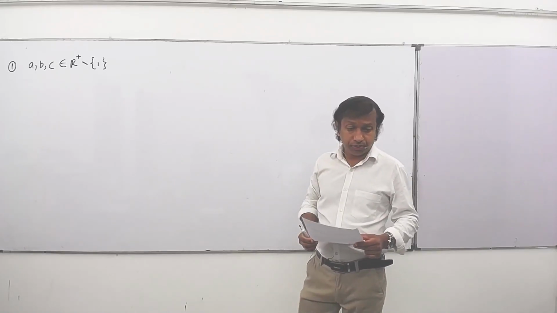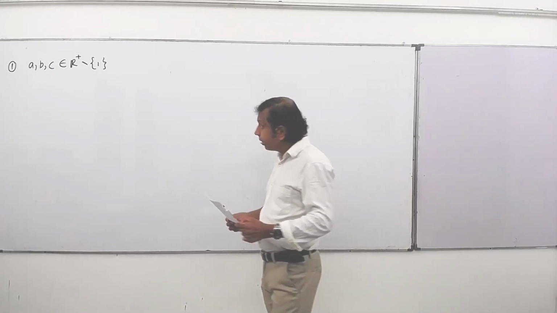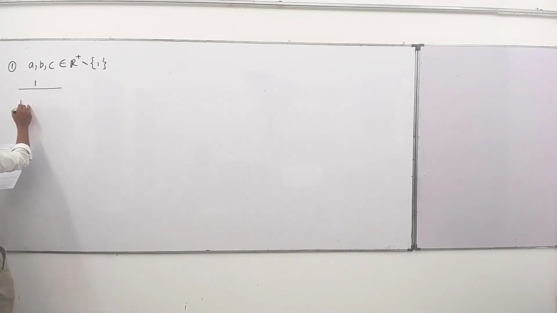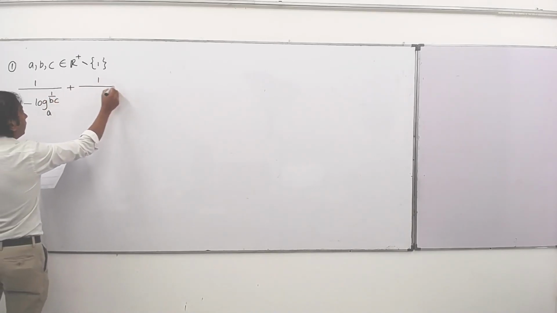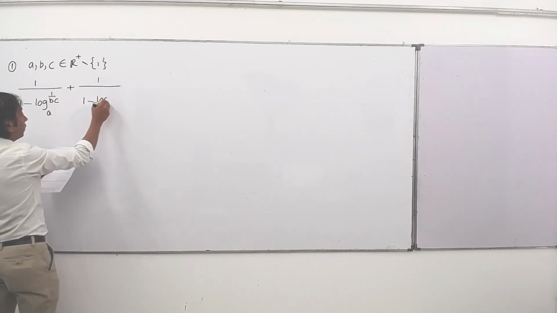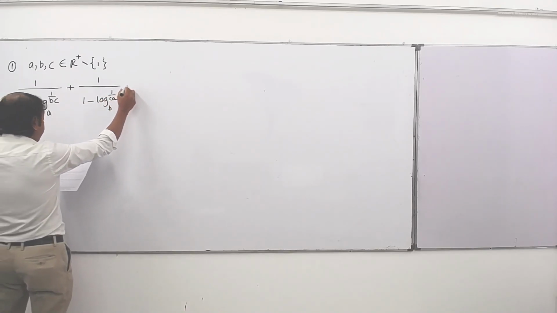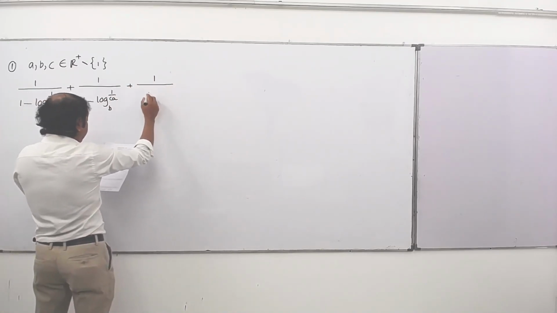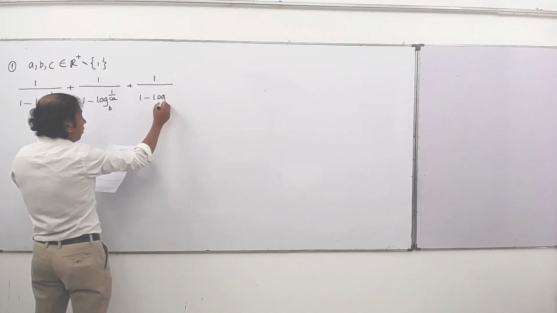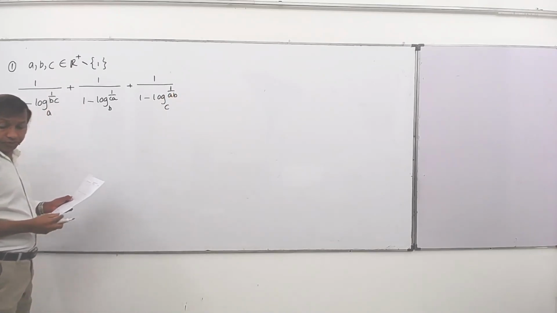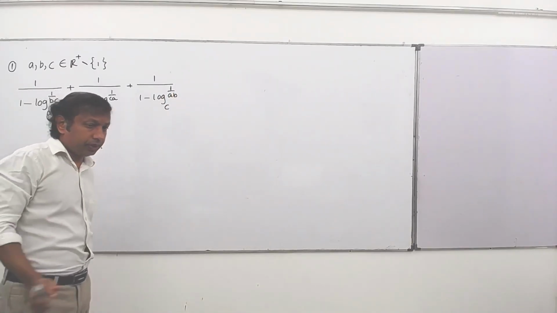Okay, then it asks us to show this. What is that? 1 upon 1 minus log base A of 1 upon BC, plus 1 over 1 minus log base B of 1 over CA, plus 1 over 1 minus log base C of 1 upon AB. This way we are given. Yeah, we do it like this, right?